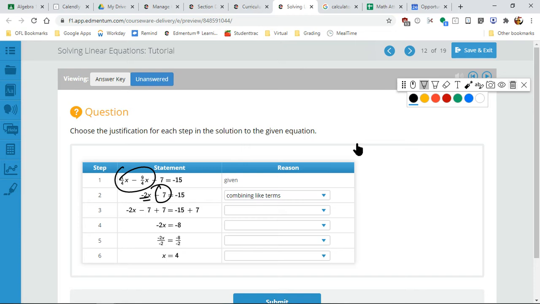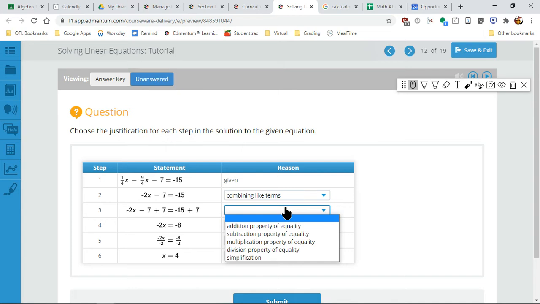So always remember the goal, guys. Our goal is always to get this x. How do we get the x? We want to get rid of this -2. Well, before we get rid of that -2, we want to get rid of this -7. So we have to work our way into the circle. So we're going to add 7 first. So that's going to be using the addition property.